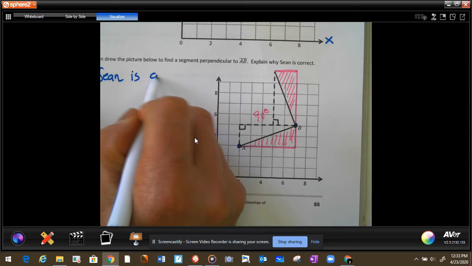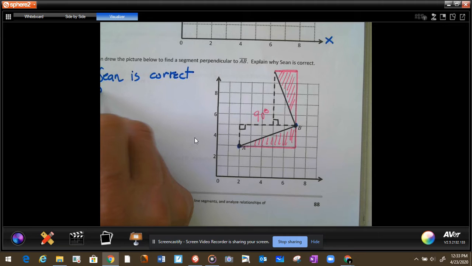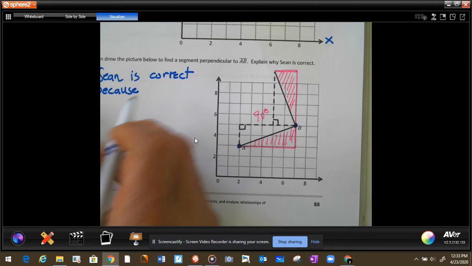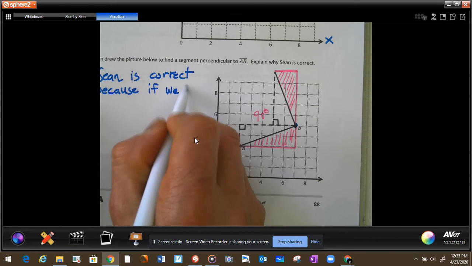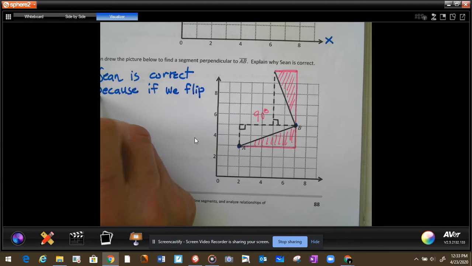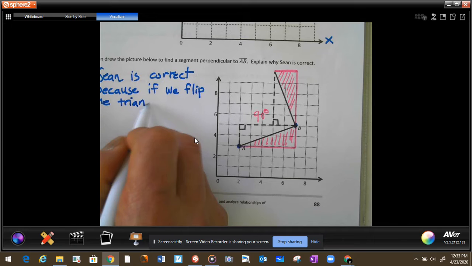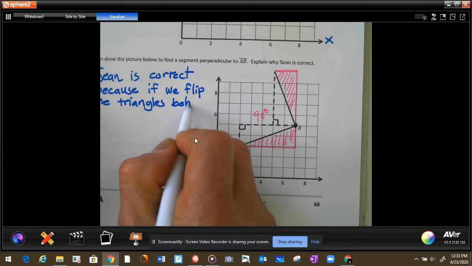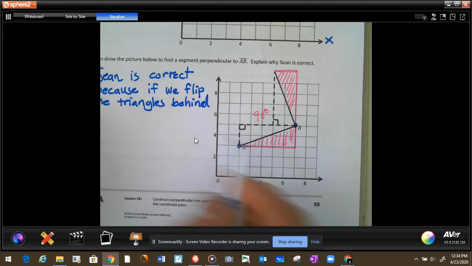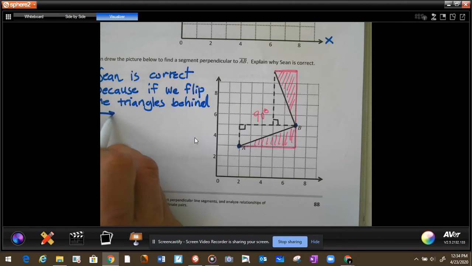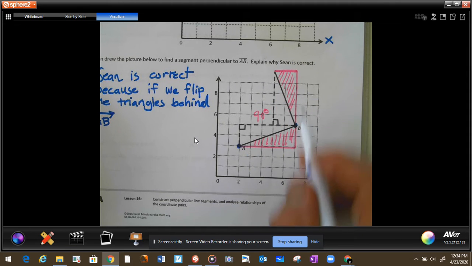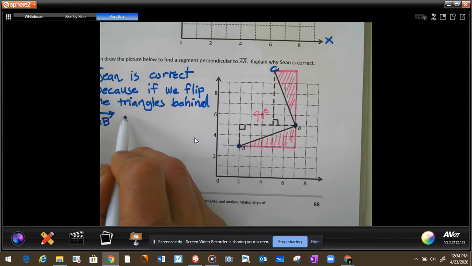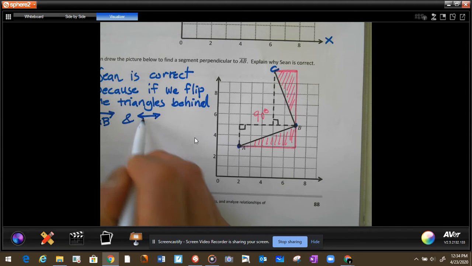Sean is correct because if we flip the triangles behind, I'm going to write this differently. This is AB, so we're going to call it segment AB because of the triangle behind AB. And what's this one right here? So let's call this AB. We're going to call this C. Okay, and segment BC.